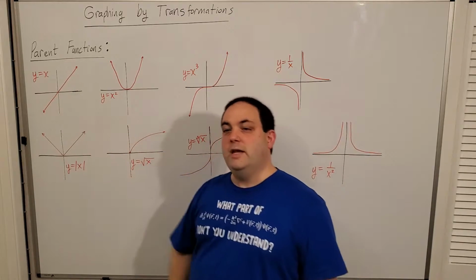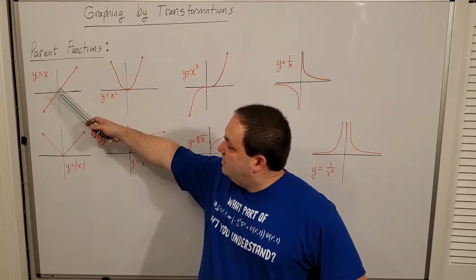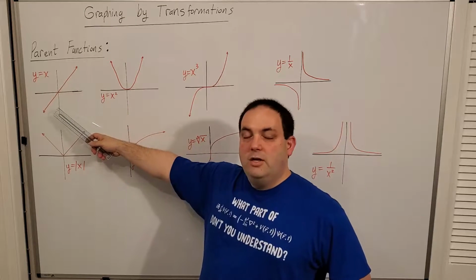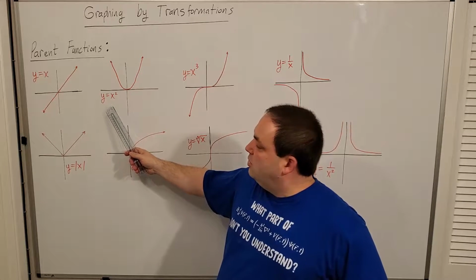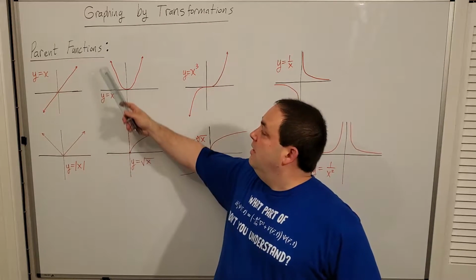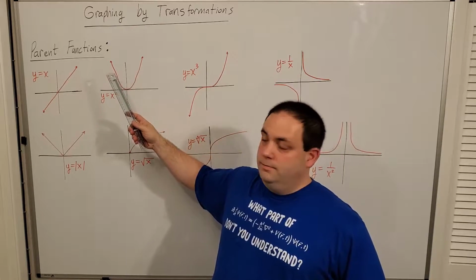Some of these you may recognize and some maybe not, but let's find out, right? Y equals x is your basic line that goes through the origin. Y equals x squared is your basic parabola that also goes through the origin and is facing upward.